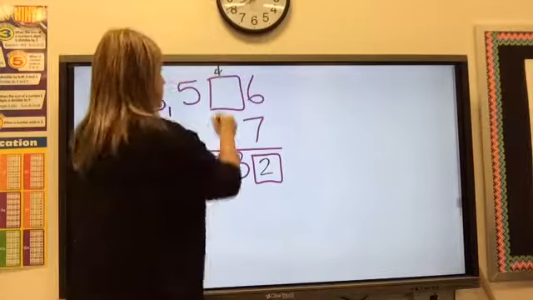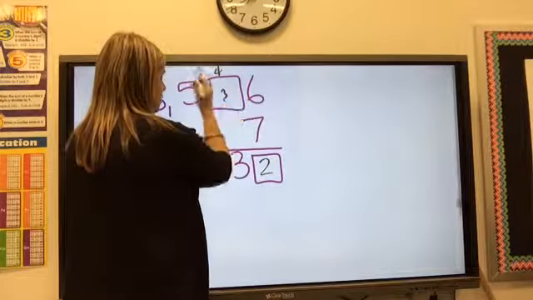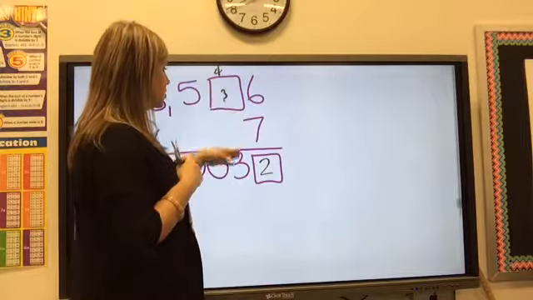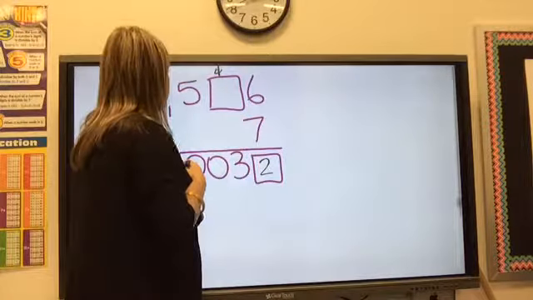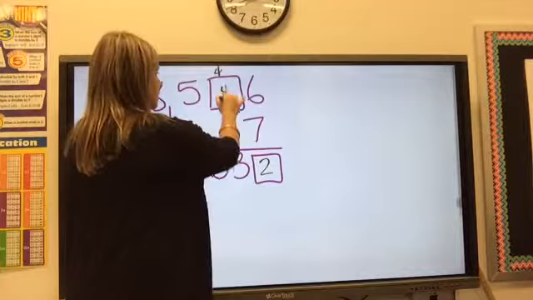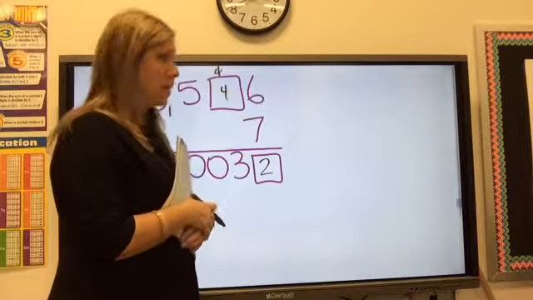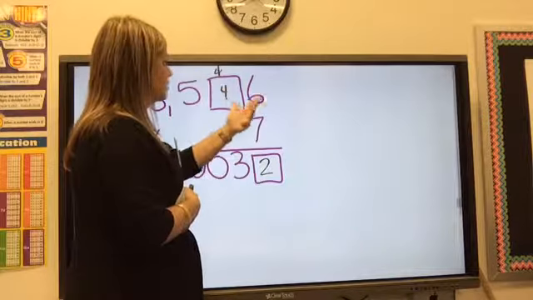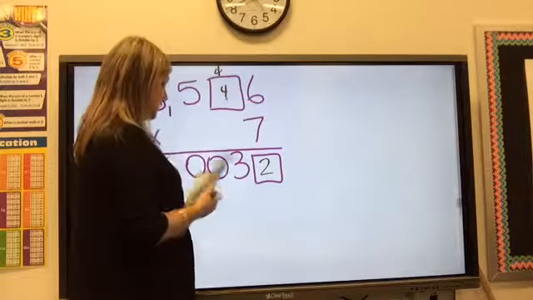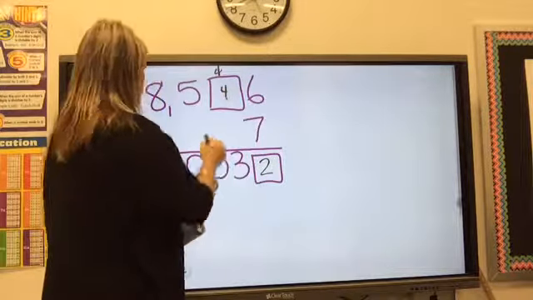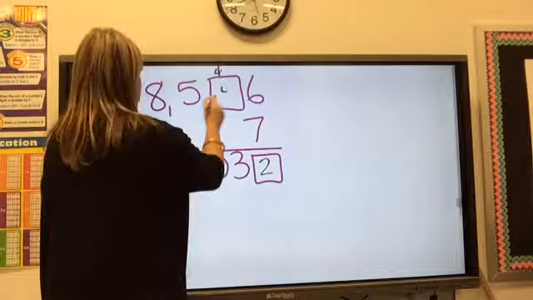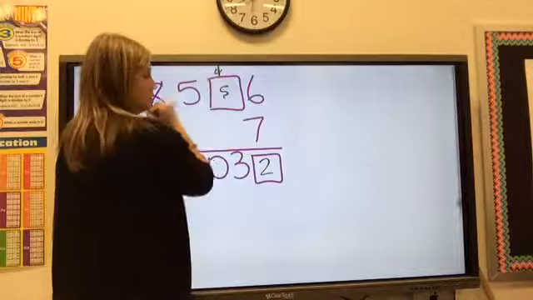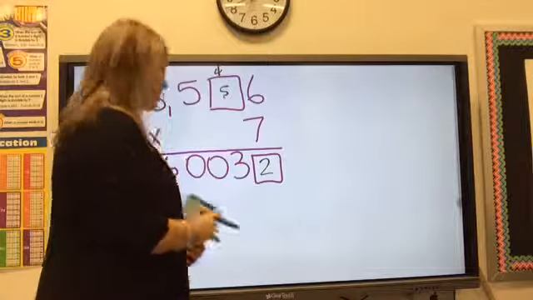That's not going to work. 7 times 3 is 21. Plus 4 is, nope, that's not going to work. 7 times 4 is 28, plus 4 is 32. That's not going to work. Okay, so you're going to keep going. So obviously that's not going to work. 7 times 5 is 35. Plus 4, that's 39. Nope, that's not going to work.